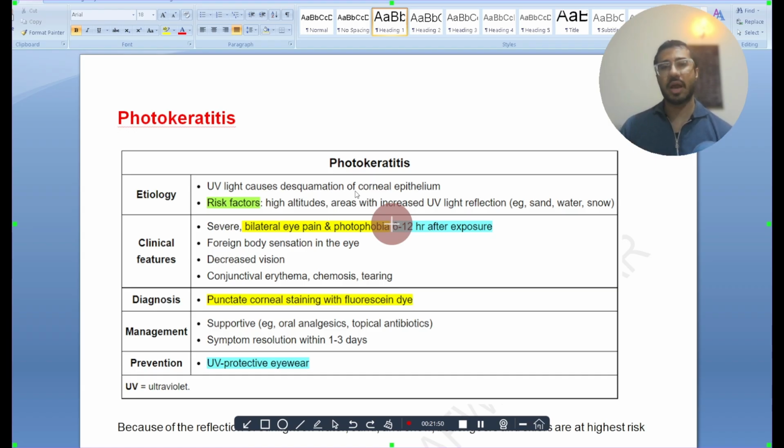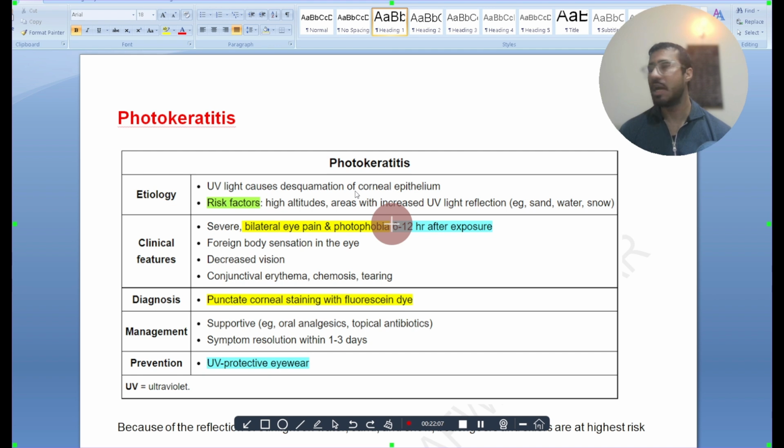The person went ice skating. The person was in the desert, and the light just hit the sand and hit his eyes, and he had a really hard UV exposure. And after that, he came back home, and then the symptoms are going to start.